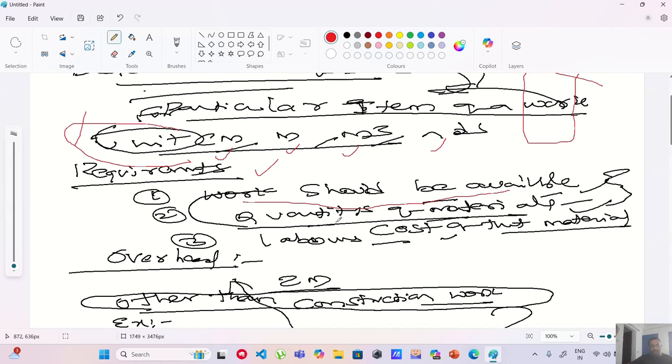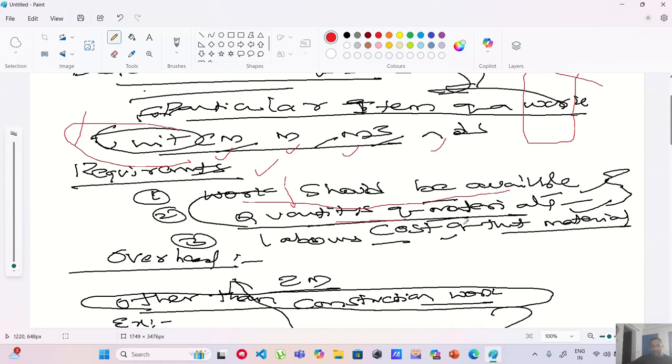The second one is that quantities of materials are required. For that particular work, what materials are needed to construct it has to be known. And along with these materials, how much quantity is required to complete that particular work, we have to calculate.